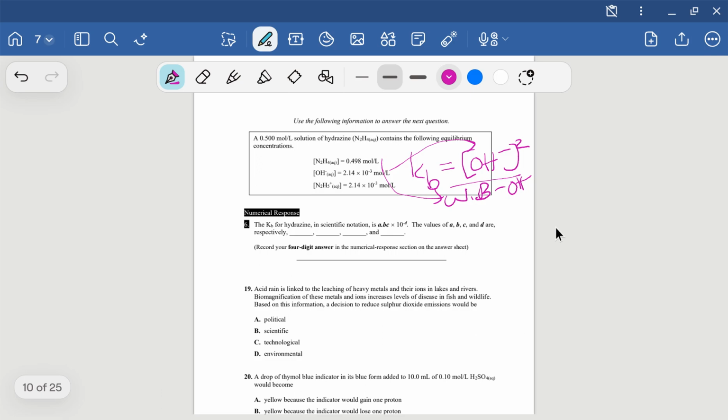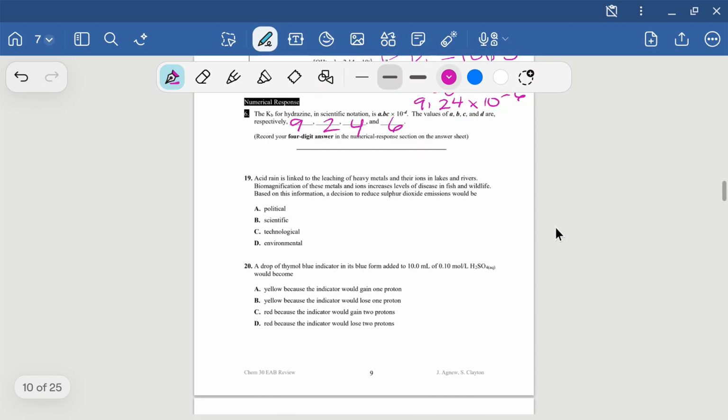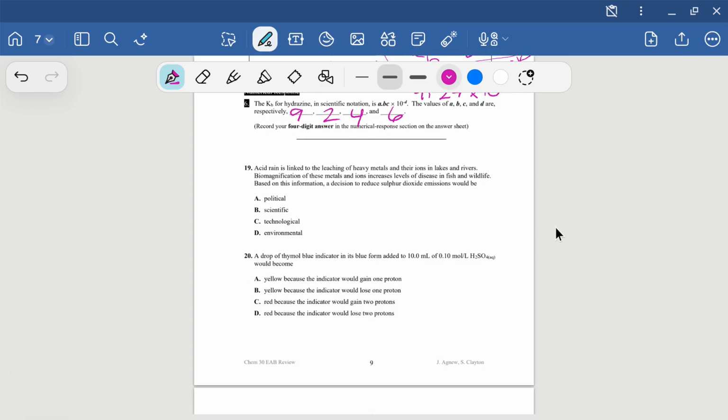And what I would get here is 9.24 times 10 to the negative 6. So filling it in for A, B, C, D, it would be 9246. Number 10, talking about acid rain going into lakes and rivers and how it affects them. This would be an environmental concern.